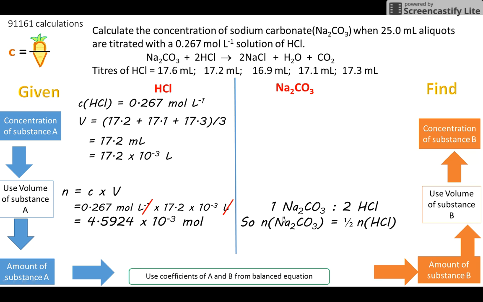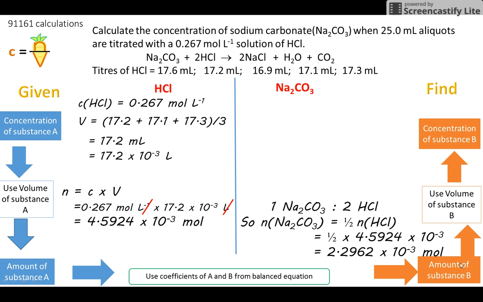Okay, the easiest way is to think, do I need less or more? It's 1 sodium carbonate to 2 HCl, so I need less sodium carbonate. So I take my moles of acid, divide it by 2, and I get this figure, which I've written all the figures down. You can round to 3 significant figures, but keep all the figures in your calculator.